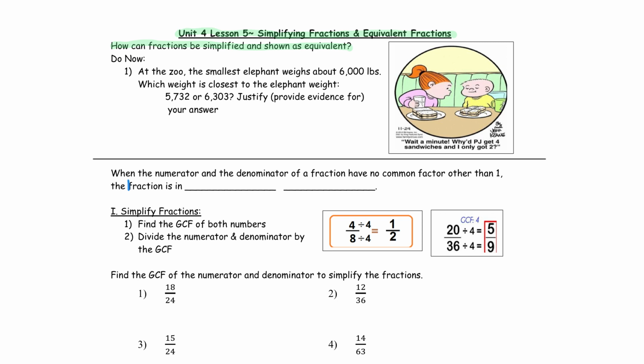Well, let's take a look and see how we can do that. Over on the right-hand side, I love my little comics here. I believe this is from a cartoon called Family Circus. We have a little boy and a little girl. The comic reads, "Wait a minute, why did PJ get 4 sandwiches and I only got 2?" Well, if you take a look, what do you notice about the size of the actual entire sandwich? Yeah, exactly. They're the same size, except they're broken down into more parts.